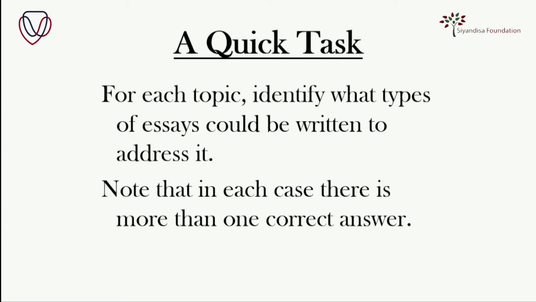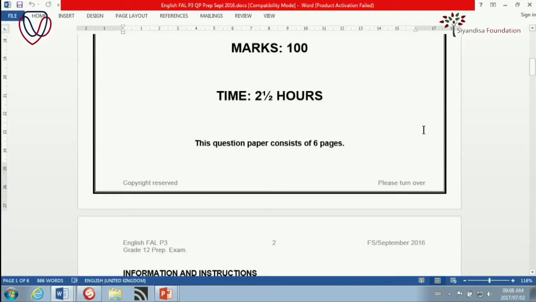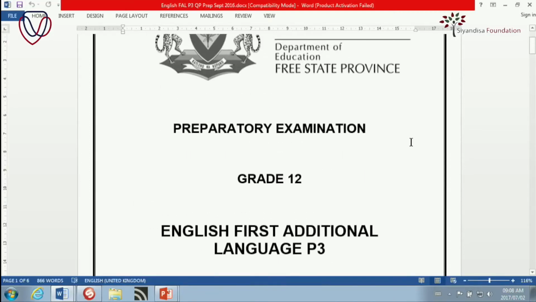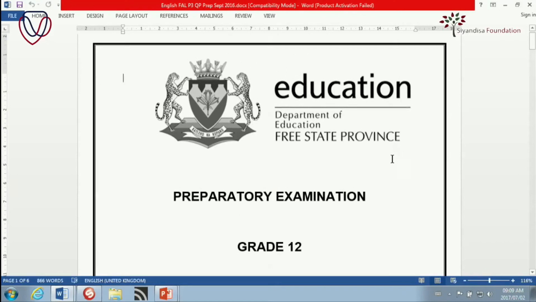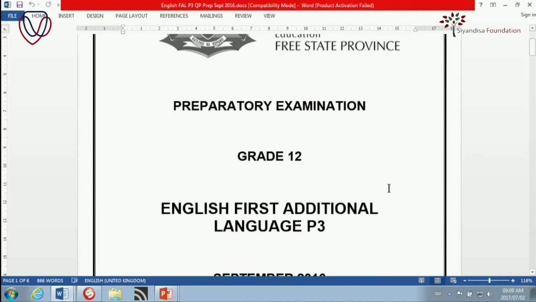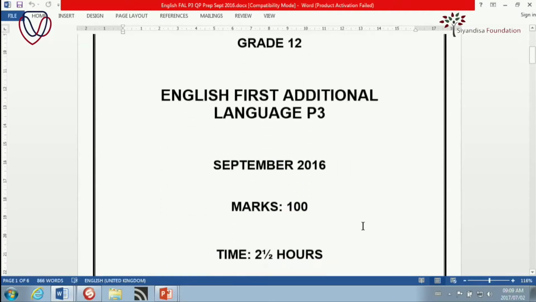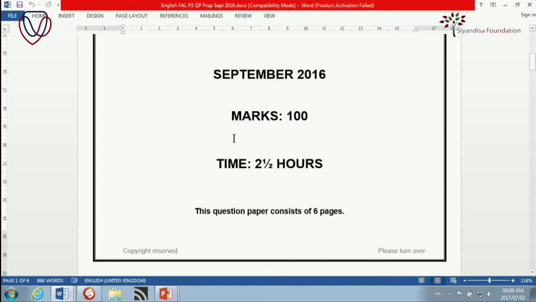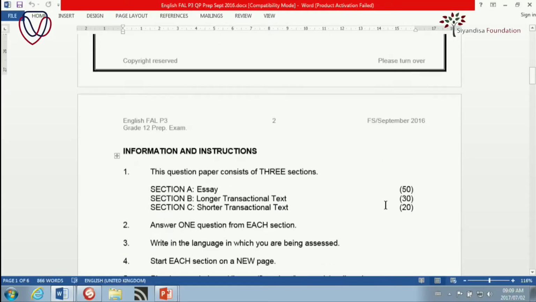Now I'm going to go across to the essay. This is last year's prep exam. Let's take a look at this. Right, and we'll go through it in some detail. Take a look here. There we are. This is the Free State prep exam of 2016, paper 3. There we go. Now note, marks 100, you know that already. Time, 2.5 hours. Chances are you've got plenty of time to write this. But I'm going to give you a few more tips as well so that you don't run out of time. It does sometimes happen.